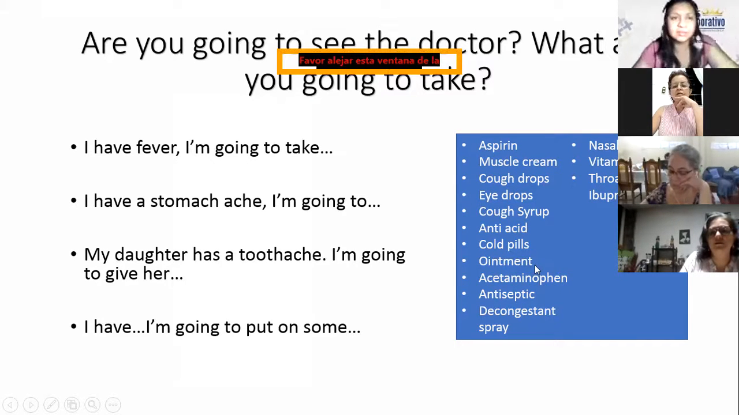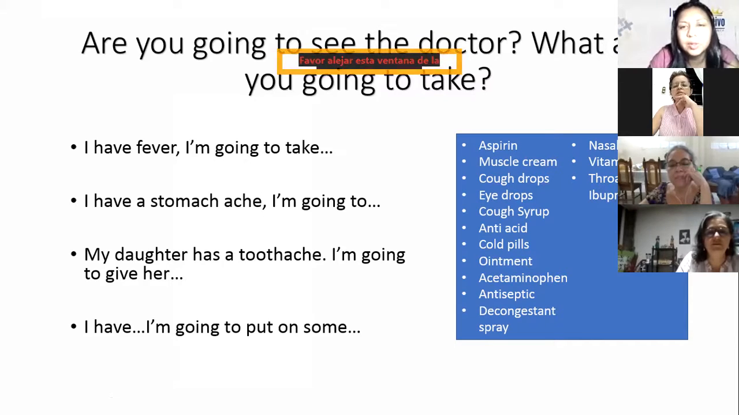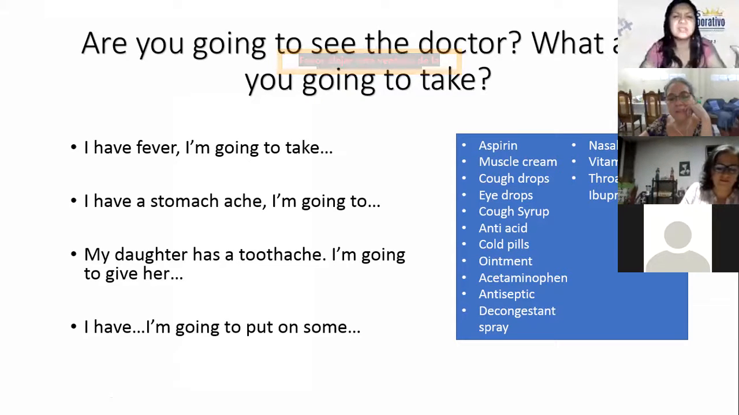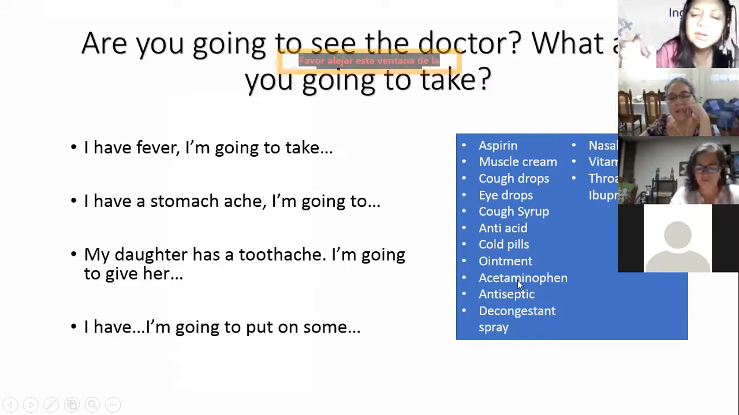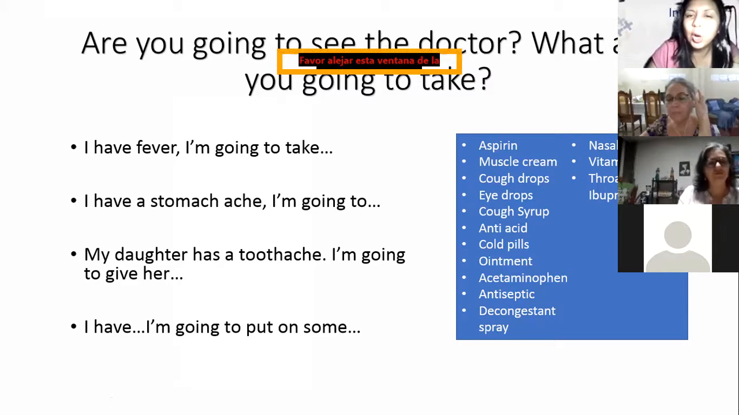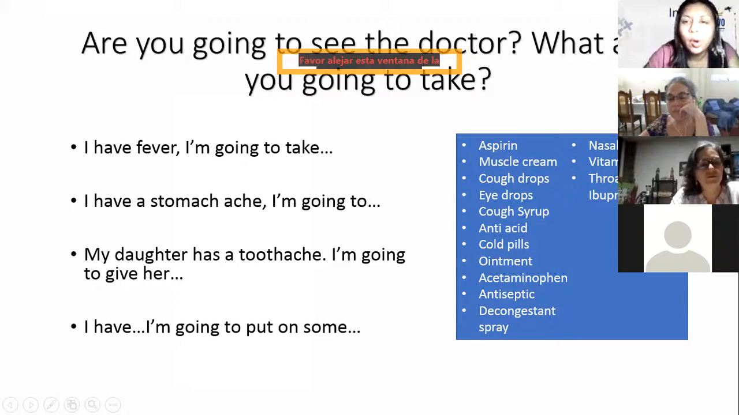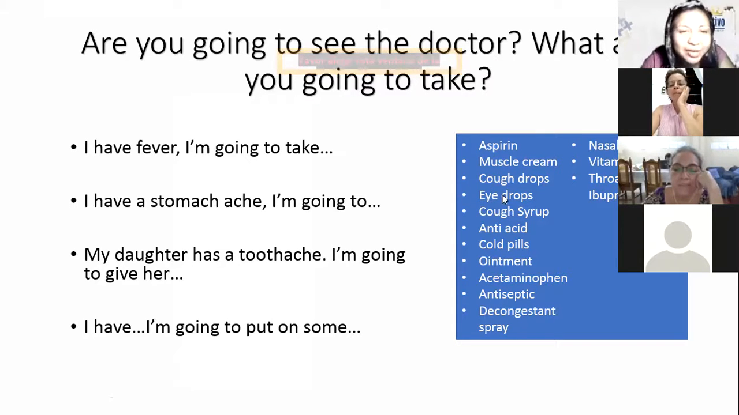When you have a cut, tiene un corte. Or maybe, I think when you have a cut, you can put some antiseptic. Or if you have asthma, you can use a decongestant spray. Okay, to decongestate your nose. Or you can use a nasal spray. Okay, for people who have breath problems. Or if you don't want to get sick, you have to take some vitamins. Right now, it's very important to take vitamin C to protect from coronavirus.